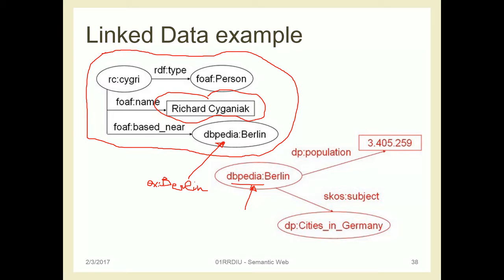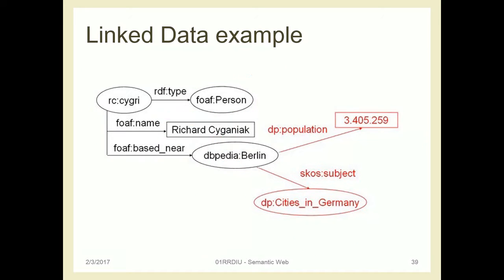DBpedia says that the population of Berlin is this one, that it is a city in Germany, and so on. So if I write DBpedia using this namespace instead of my personal namespace, people will be able to link these two data sets and extract extra information about Berlin, much better than what I could do.